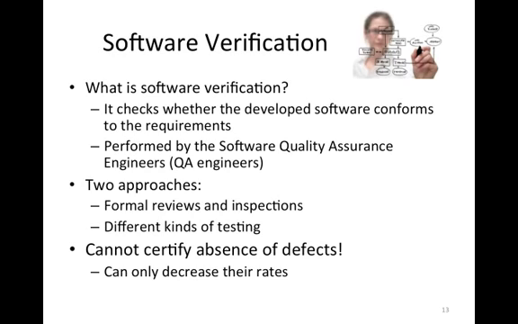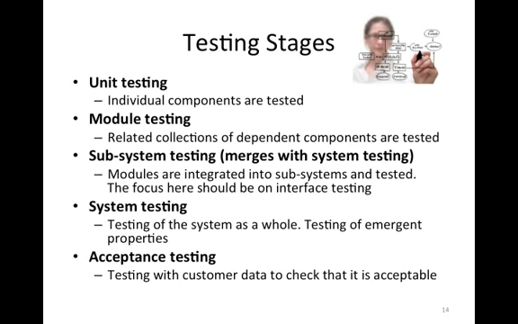We can only minimize them. We can get to a point where the errors are not obvious and they are not major. That's the goal. There are a number of places in the software development cycle, in the implementation, in the construction cycle, where we can test. So the lowest level is unit testing.